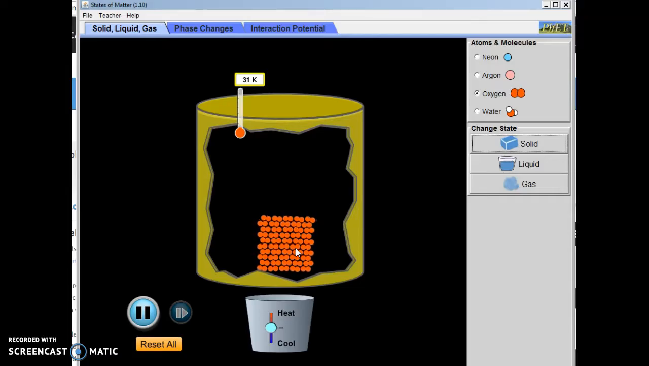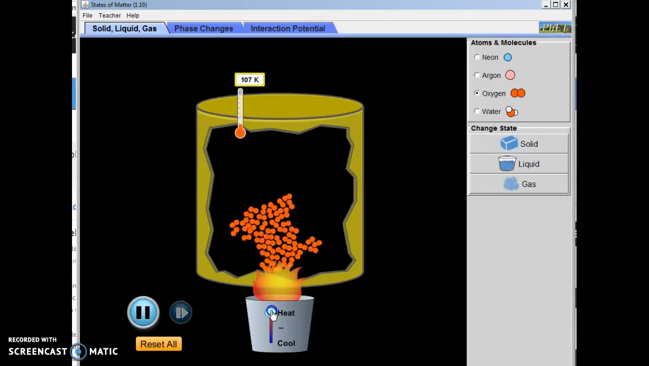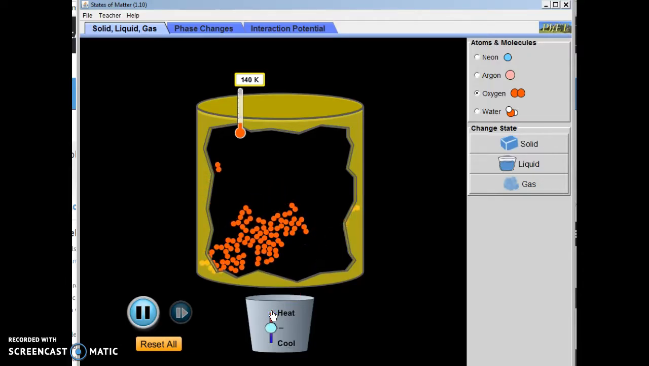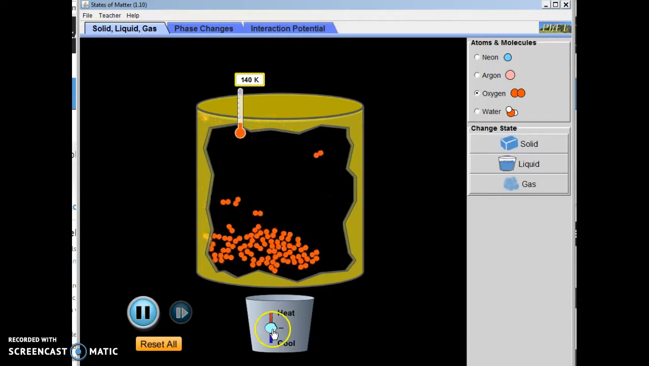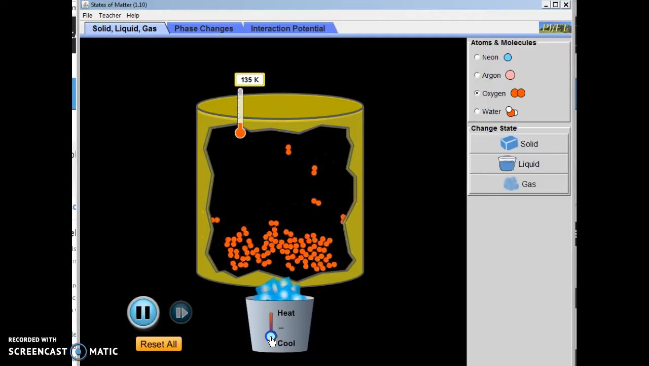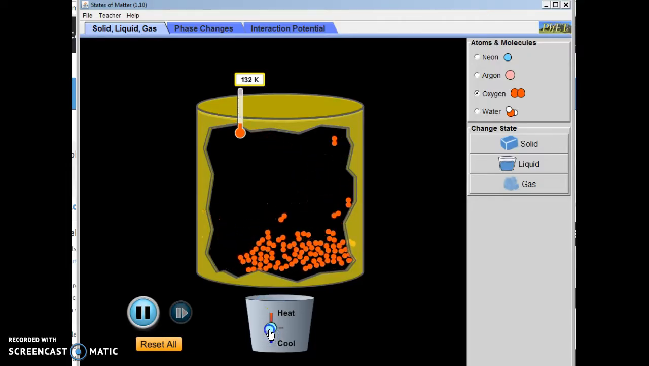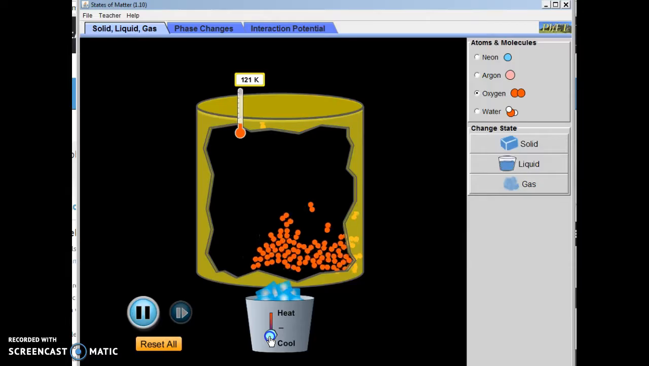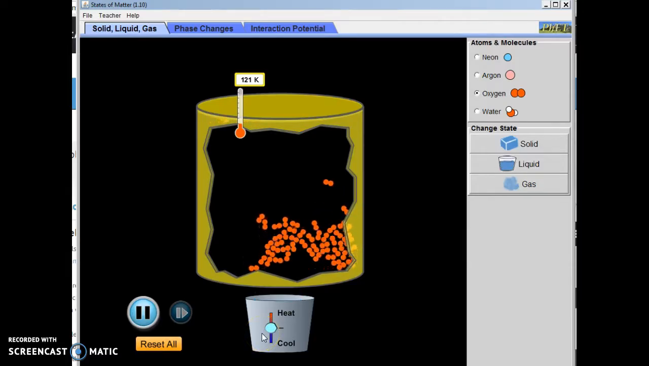Let's take a look at some things that happen with solids. Let's say I increase the temperature of a solid. We know that if we start to increase the temperature of a solid, those particles will start to melt. What you're seeing here is that the particles are starting to melt. I'm going to cool it down just a little bit so that I can show you the true difference.